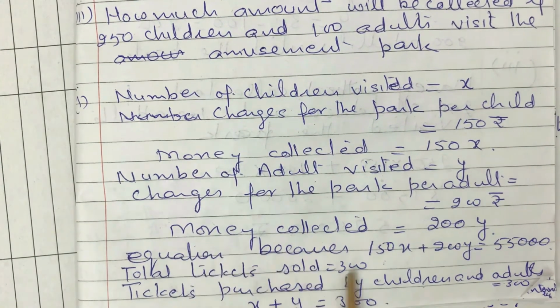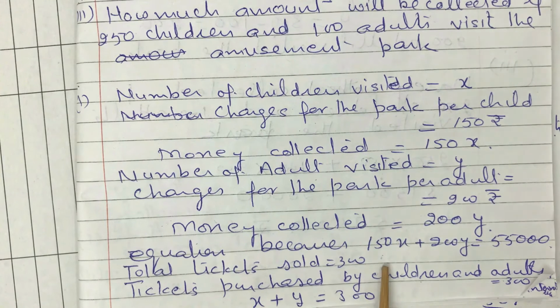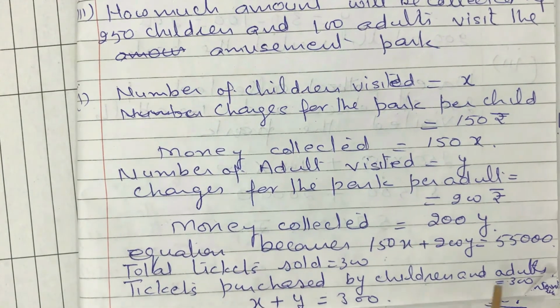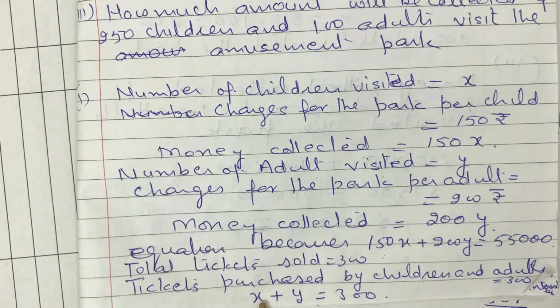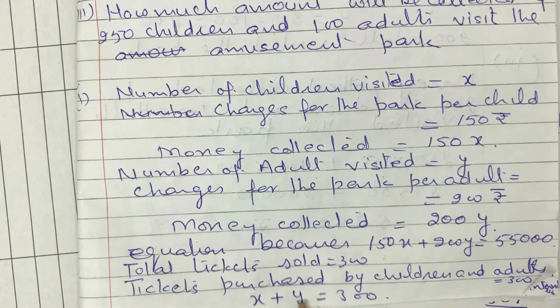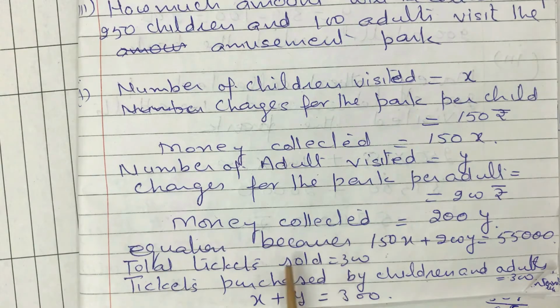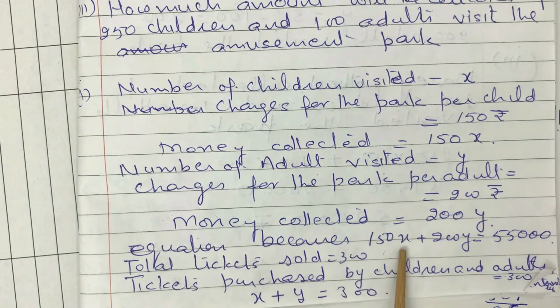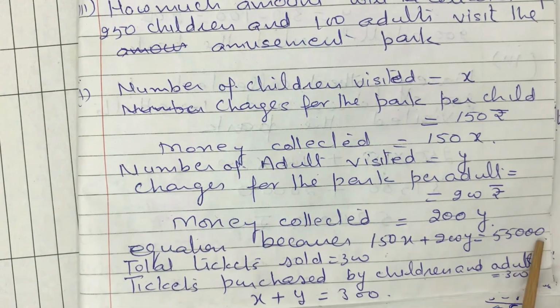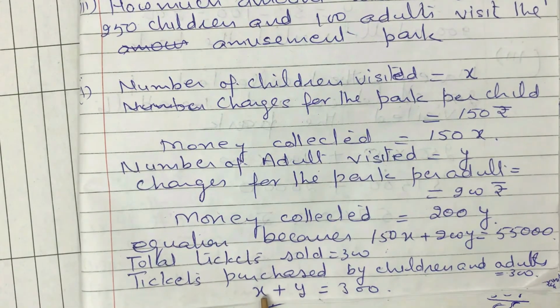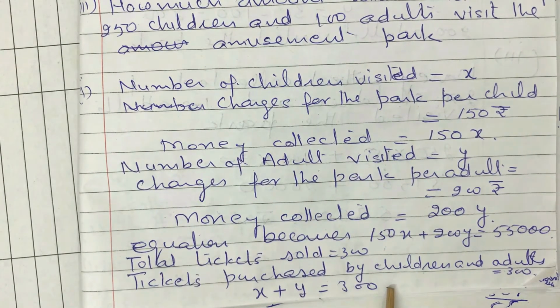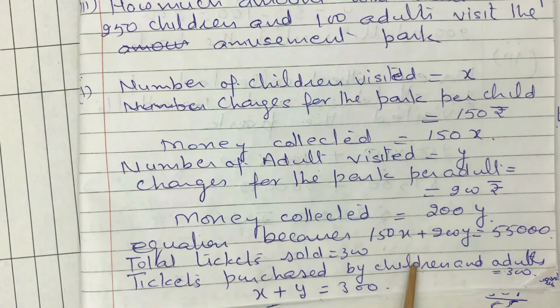Now total tickets sold on that day is 300. So tickets purchased by children and adults, that means the equation becomes x plus y is equal to 300. So algebraically we have two equations. One is 150x plus 200y is equal to 55,000. The other one is x plus y is equal to 300. That is the answer of the first question.